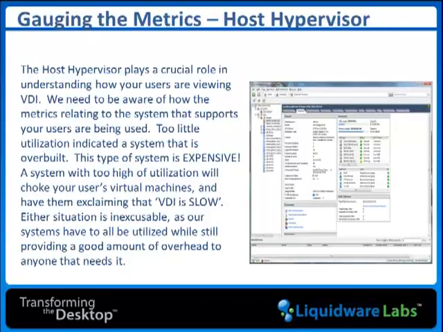On the flip side of that, if we have a system with too high of utilization, that's going to choke your users' virtual machines and have them exclaiming, "VDI is slow," and that's that little cartoon that we saw in the beginning of this presentation. That's a lot of times what exemplifies that user behavior, which is VDI is slow because the hypervisor can't keep up with what the machines and the users are asking of it. Either situation is inexcusable, as our systems have to be utilized while still providing a good amount of overhead to anyone that needs it.